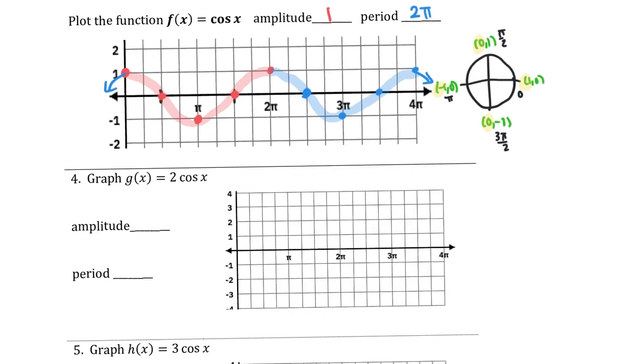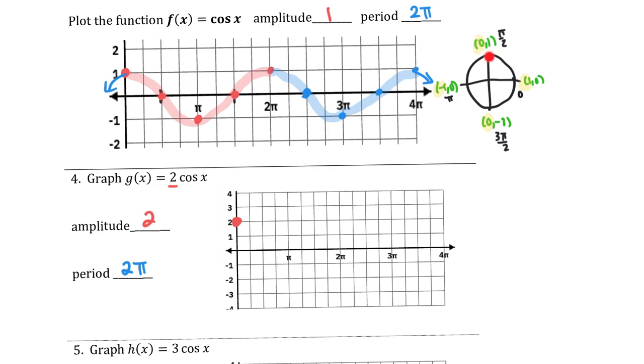Okay, so for 4, g of x equals 2 cosine x. The amplitude is 2, because there's a stretch of 2. The period is 2 pi, because we're not going to mess with the period today. Since we're doing cosine, the cosine graph starts at 1, but it's being stretched by 2. So instead of going up to 1, it's going to go up to 2. It's starting at my amplitude, so this is going to start at 2.